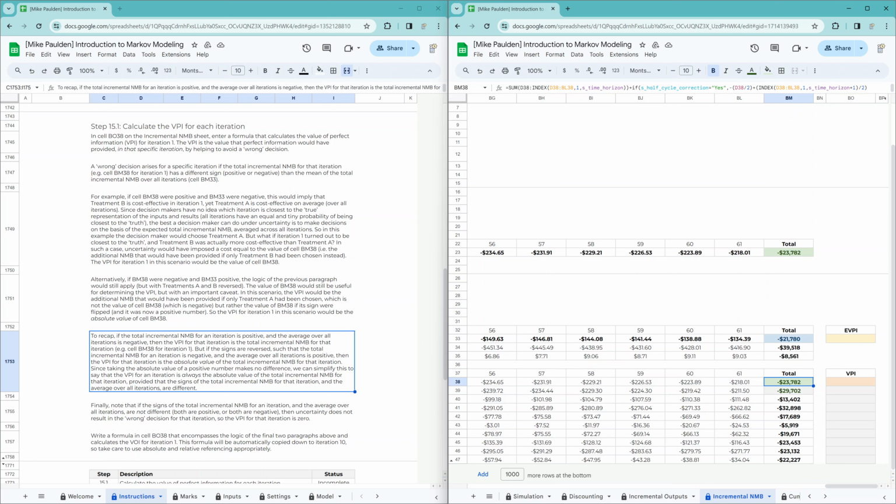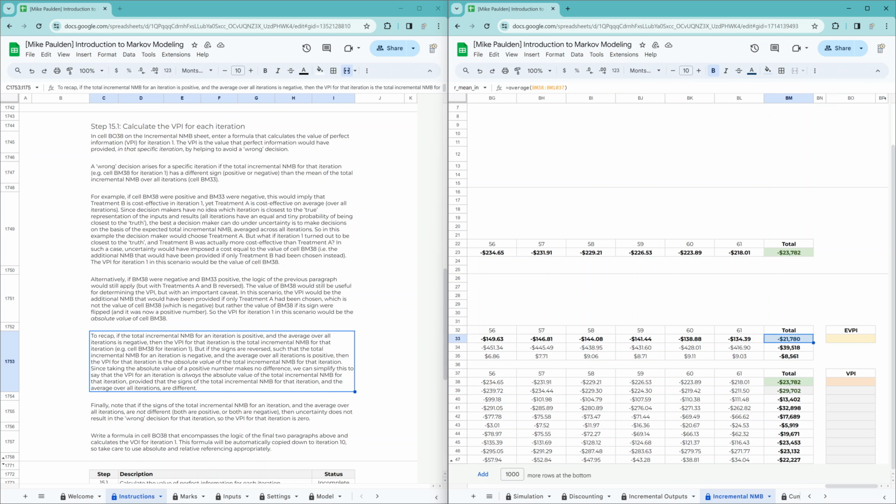So if this were positive, well then we would be missing out on 23,762 if it were positive. That we'd be missing out on that incremental net monetary benefit if that was the truth, and if we made a decision based on the average, which is negative, right? We would go with treatment A, and we're actually going to lose out on $23,782 of incremental net monetary benefit.